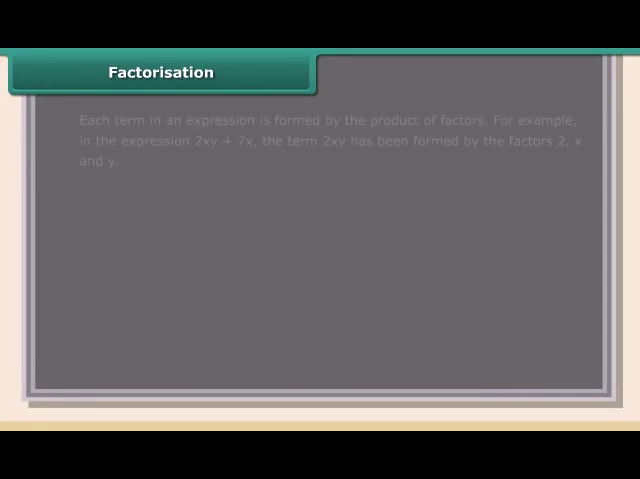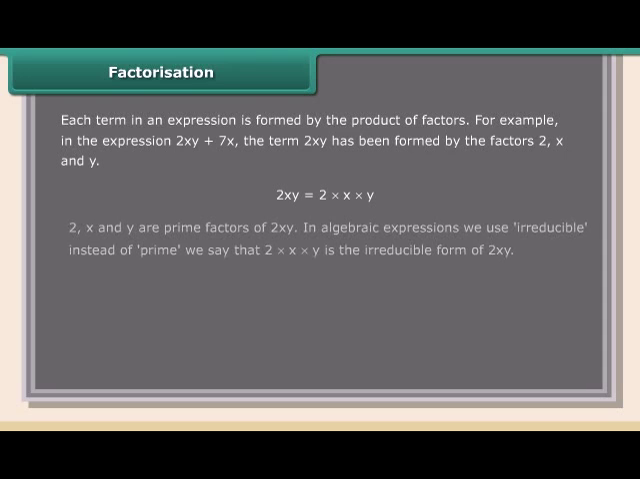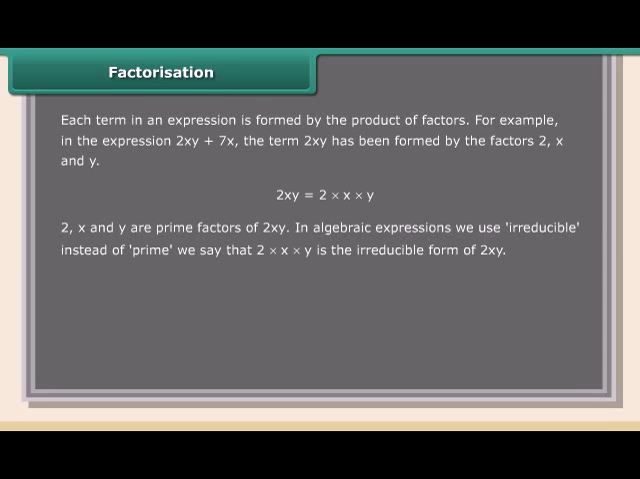Factorization. Each term in an expression is formed by the product of factors. For example, in the expression 2xy plus 7x, the term 2xy has been formed by the factors 2, x and y. 2xy is equal to 2 into x into y. 2, x and y are prime factors of 2xy.